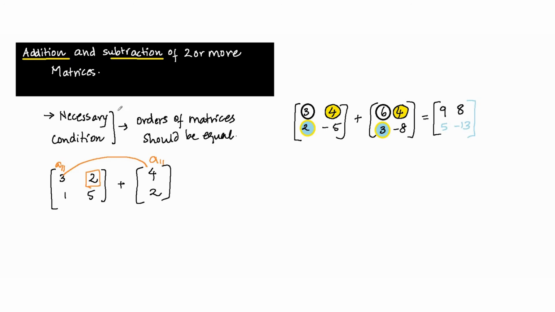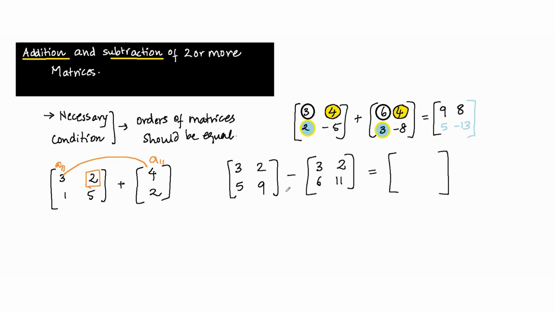Subtraction also works in a similar way. So now let's take a problem with subtraction. Suppose I have 3, 2, 5, 9 minus 3, 2, 6, 11. Now let us see how to subtract. Again, the first thing that I check is whether the orders are the same. The orders are 2 by 2 in both the matrices. So I can now start subtracting the corresponding elements.